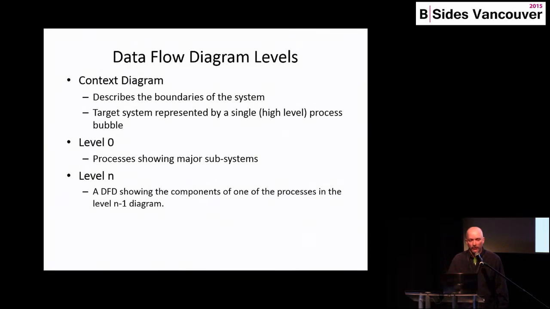You then move to a level 0, and I have an example of these later on in the talk, showing major subsystems. And then you go on down to level 1, level 2, level 3, level N, what have you, showing the components of each of those processes or the process that you're threat modeling, moving on down. Often you'll find that the context diagram and the level 0 diagram are one and the same, and that's fine. The key here is to be accurate and complete, not to draw lots of pretty pictures needlessly.